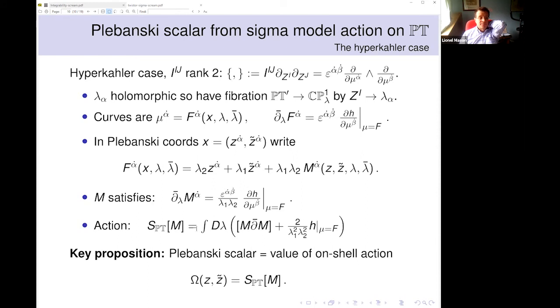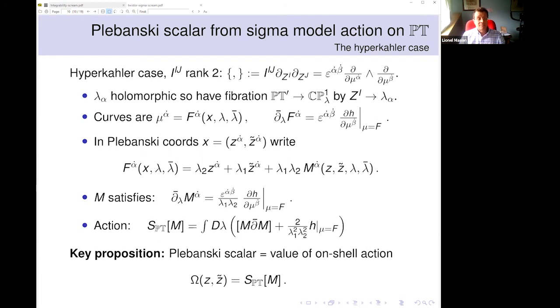So the key proposition then is that this is first of all an action for holomorphic curves. And secondly, that the Plebanski scalar is the value of that on-shell action. Now, I'm not going to give you a full-blown proof of that here and now, but in fact, it's not very hard, and it's in our paper.